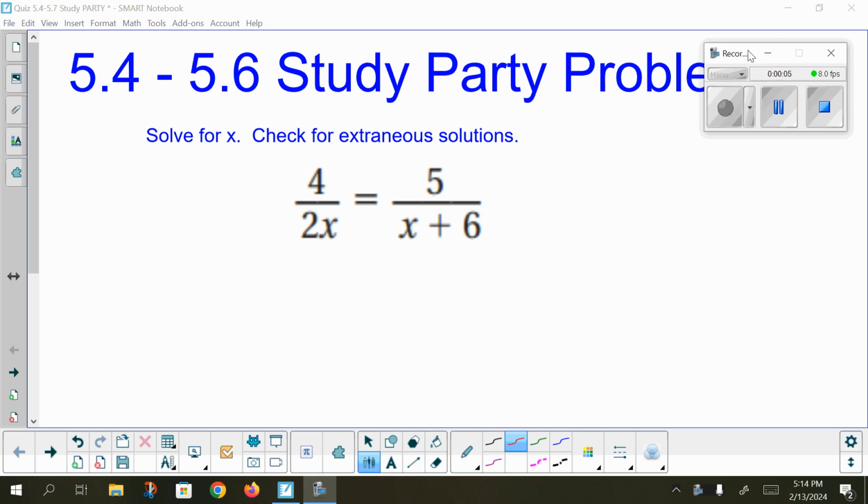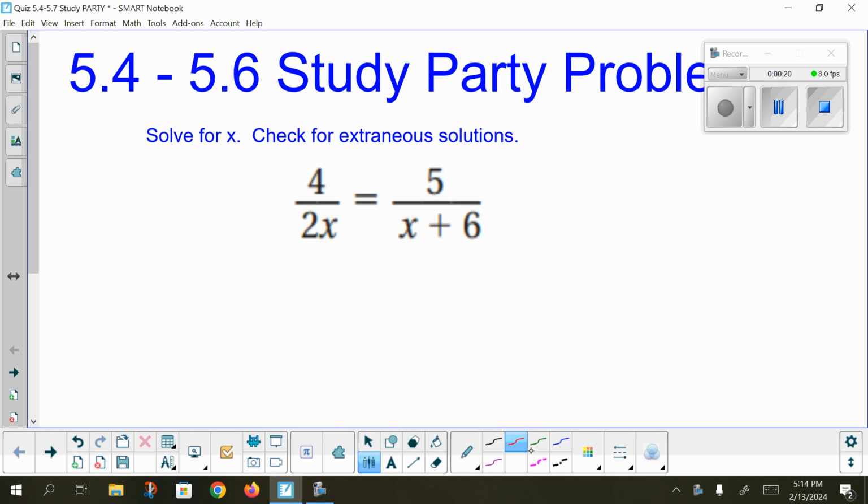Definitely come early to the study party tomorrow, but in the meantime, I'm going to show you several of the main techniques that you want to look for, because the hardest part is looking at a problem and knowing what technique to use. On this first one, notice how it's just two fractions being set equal.